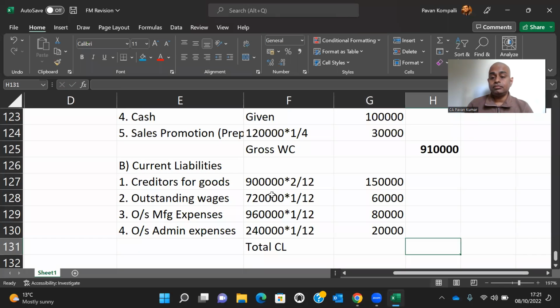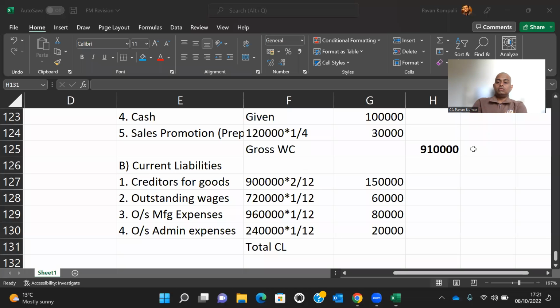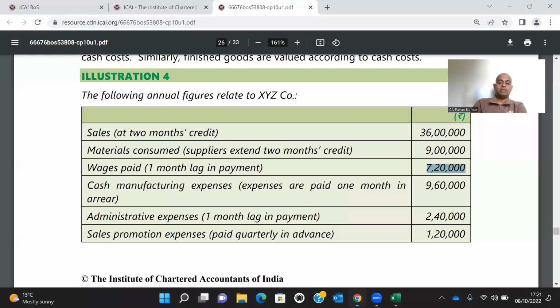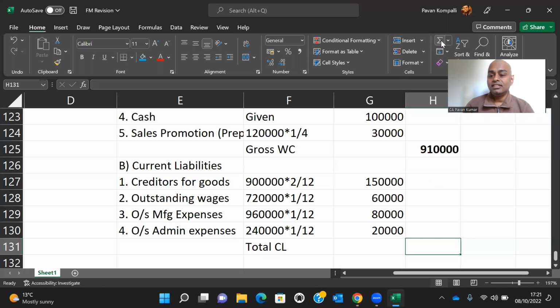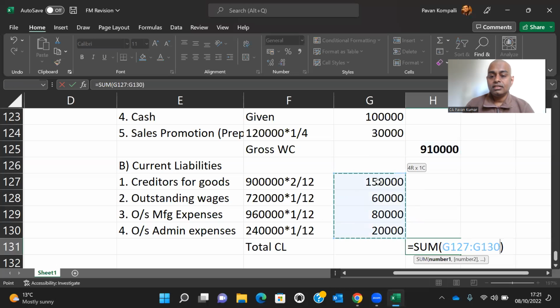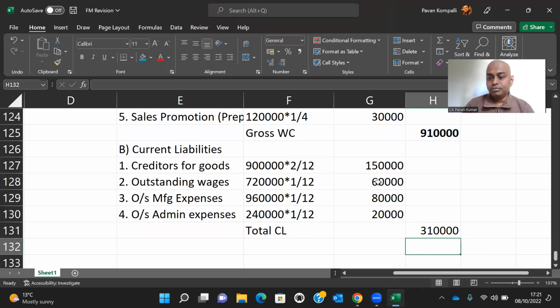Total current liabilities. Keshav is asking how that creditor amount came. Materials consumed 9 lakhs. Suppliers have given 2 months credit. 9 lakhs into 2 by 12. That's all. If you have doubt, you can ask what to do. Okay, total current liabilities 3 lakhs 10,000.